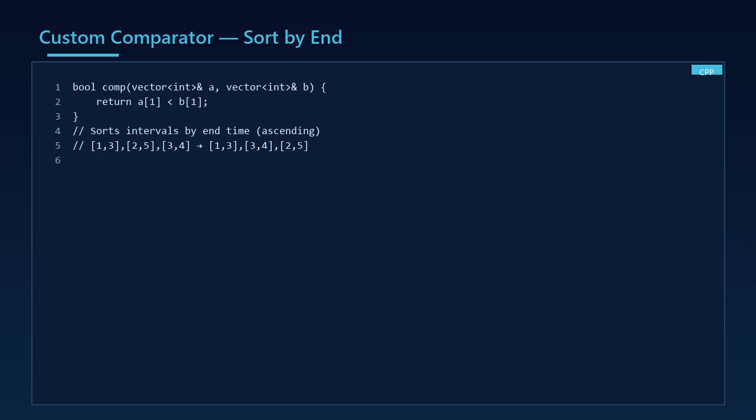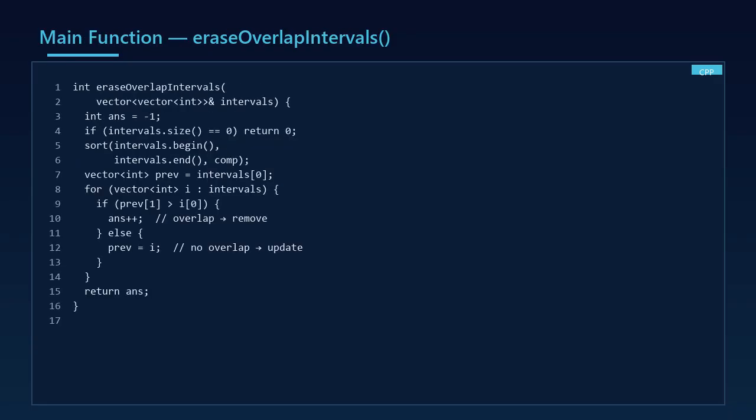First, the custom comparator. It takes two intervals and compares their end values, index 1. Returns true if A's end is less than B's end. This makes the sort function arrange intervals by end time in ascending order. So 1 to 3 comes before 3 to 4, which comes before 2 to 5. Shortest ending first.